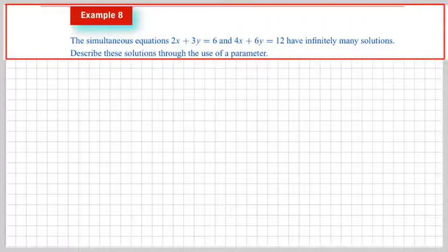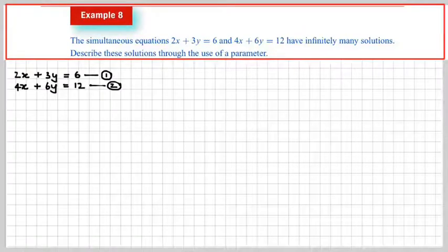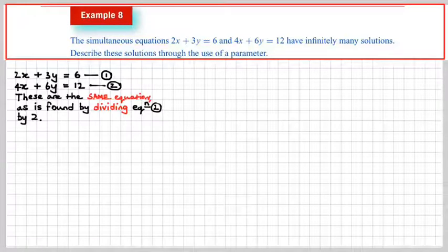Now we've got to use a parameter to describe the solutions. Well, we know there's infinitely many solutions, so there's no unique solution, okay? So I'll show you. 2x plus 3y equals 6, 4x plus 6y equals 12. These are the same equation, as is found by dividing equation 2 by 2. Now, there's infinitely many solutions.